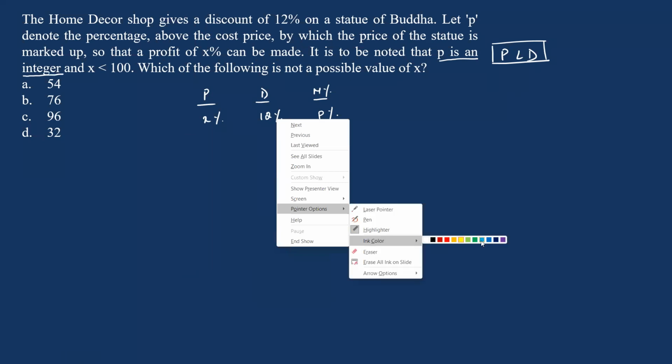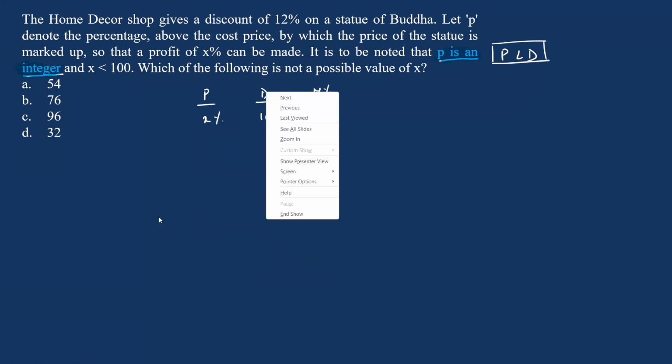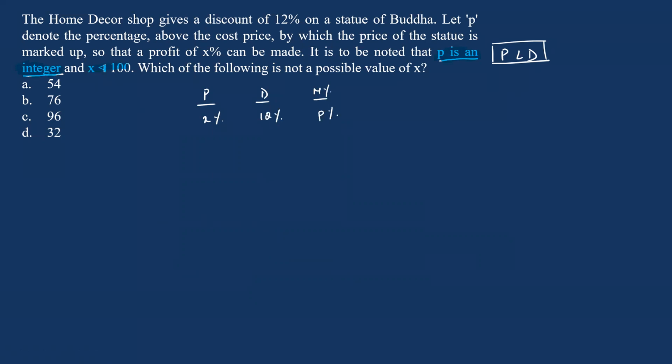So the color of the highlighter we can use as, yeah, blue. This is a very important one: that P is an integer is the most important part in the question. Clear? And X is less than 100. This is the next important part. We are going to use these 2 points. So which of the following can be a possible value of X?